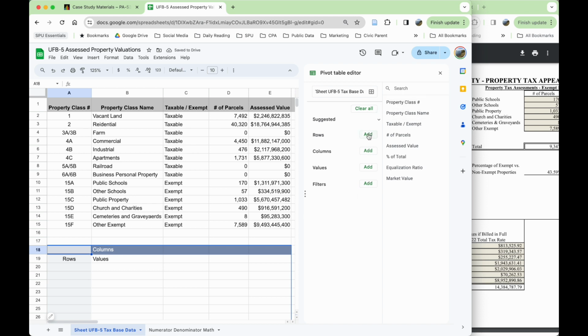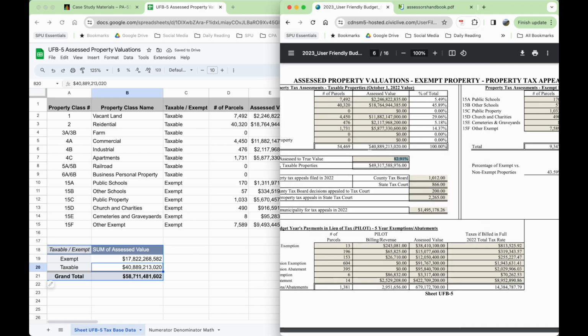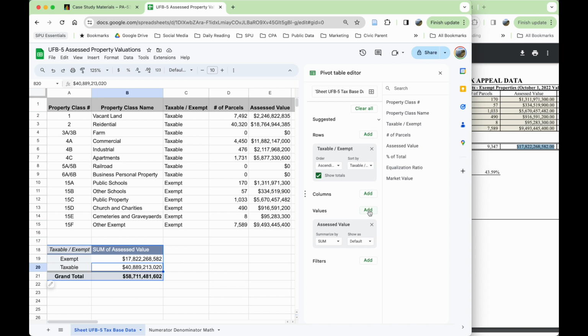And then what I want to do is break up my taxable versus exempt property. And I want to see what's the total value of both. And I should tie to this spreadsheet. I'm going to do equals, and I'll say assessed value. And you can see right there, I'm getting to the $40 billion here, and then the $17 billion over here, okay? Now let's say I want to add in my market value. I'm going to say equals market value, and it layers it right next to it. And look at that. Isn't that interesting?